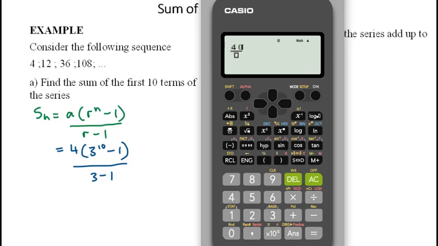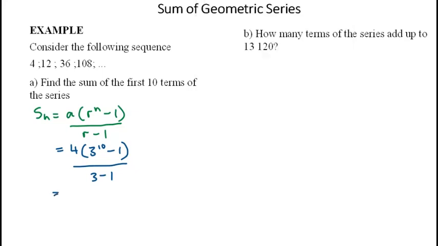So 4 open bracket 3 to the power of 10 minus 1 over 3 minus 1. Okay, so we get that massive number, 118,096. Okay, now here's another question, a classic question that you can also get.